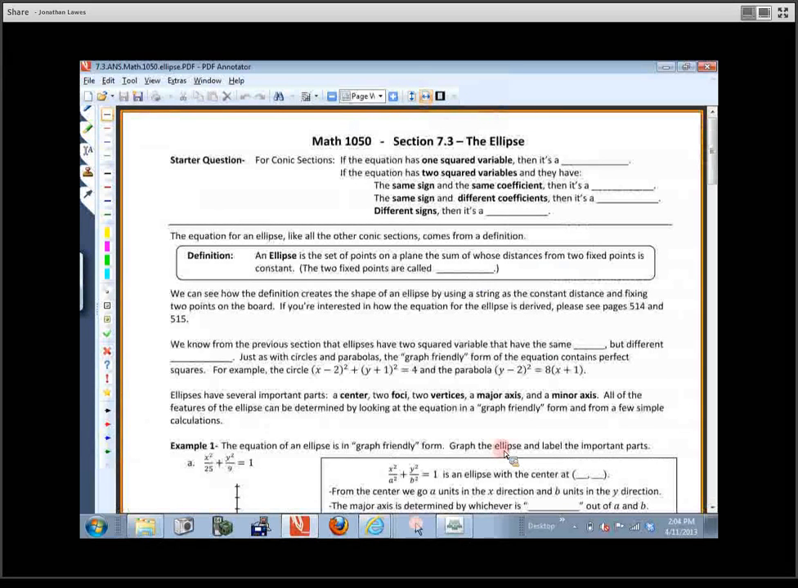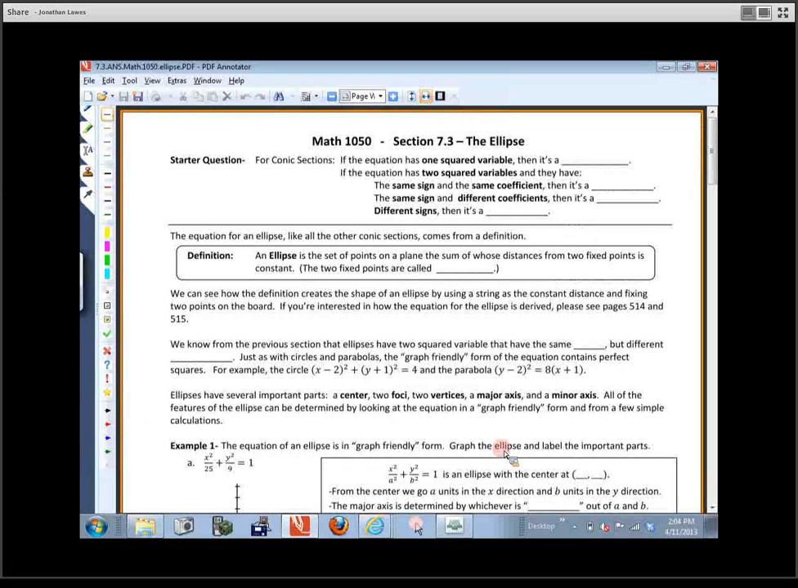Okay, would you fill in that top thing without looking at your other paper? That little starter question there?